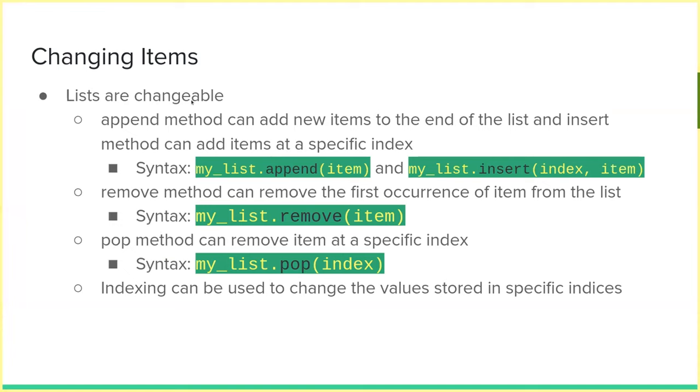So if you want to change items in a list, you can use the append method to add new items to the end of the list, and the insert method to add items at a specific index.